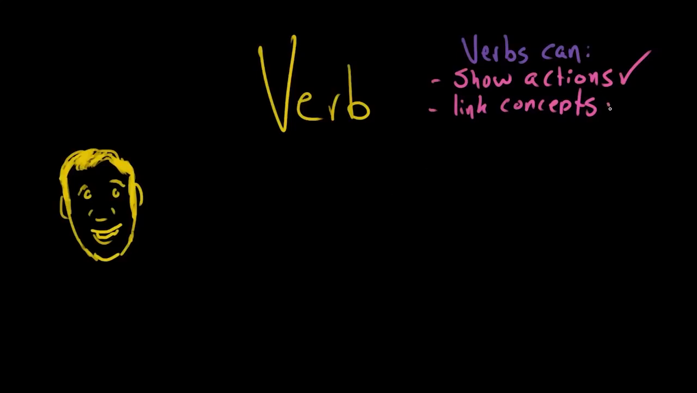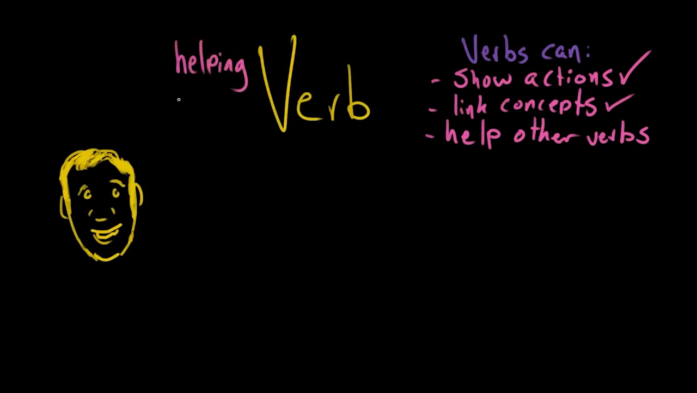Hello, grammarians! Now, we've already talked about how verbs can show actions and link concepts, and today I'd like to talk about a third function of the verb, which is helping other verbs. Now, we call this the helping verb, you may have heard it called that, or the auxiliary verb. And these are just two words for the same thing. Auxiliary is just a more Latin way to say helping, that's all it means.